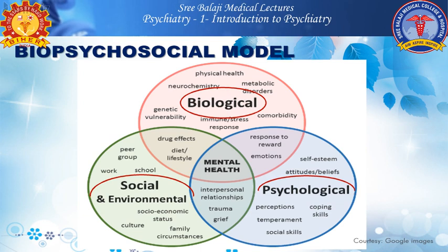So let's have a look at the biological factors. A person may develop psychiatric illness if he has a genetic vulnerability, meaning that any of the family members are suffering from a mental illness. An imbalance in the neurochemicals or the neurotransmitters in the brain can cause a mental illness. Any physical disease, comorbidities, or metabolic disorders can also lead to mental illness. For example, diabetes, thyroid, and PCOS are well known to cause comorbid depression.